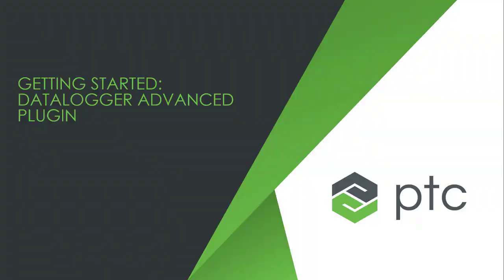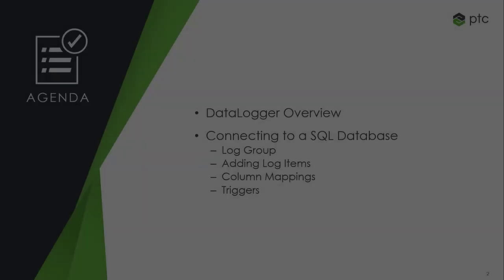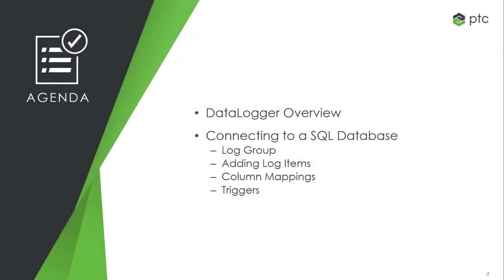This video will provide a high-level overview and basic configuration of the Datalogger Advanced plugin. More specifically, we will walk through setting up a log group, how to add log items to the log group, provide an overview of column mappings and triggers, and finally confirming in SQL Express that the data from Kepware is being logged to a table.